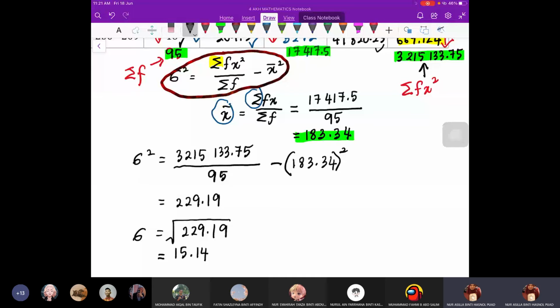Now, so a word of caution here, bila kamu bagi jawapan akhir untuk variance, you have to give into decimal place. Sama juga dengan standard deviation.